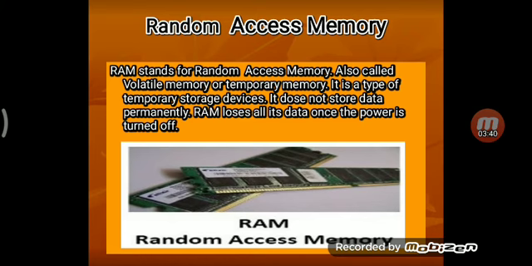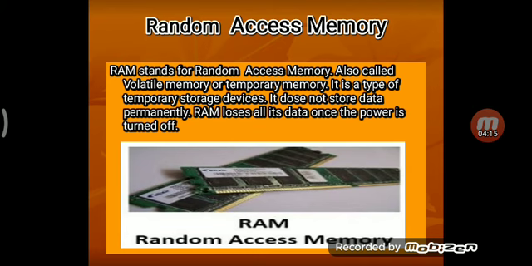Now, what is random access memory or RAM? RAM stands for random access memory, also called volatile memory or temporary memory. It is a type of temporary storage device. It does not store data permanently. RAM loses all its data once the power is turned off.